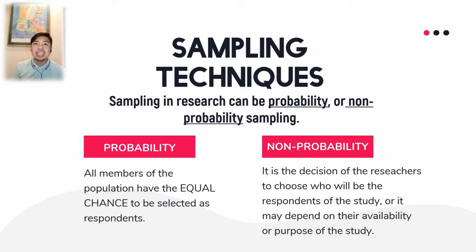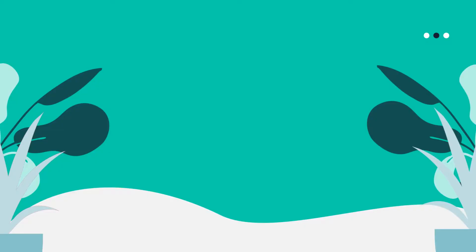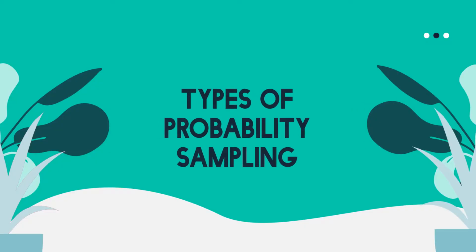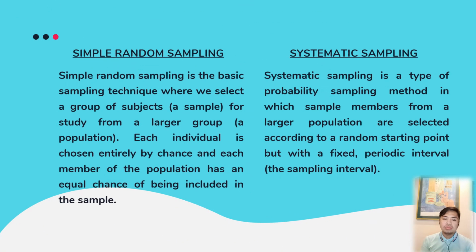Now, obviously, for qualitative research, we will be using non-probability sampling, which is purposive or judgmental sampling. But of course, let us try to be familiar with the different sampling techniques that we can actually use in any type of research. Let's start with the probability sampling techniques. We have here simple random sampling and systematic sampling.